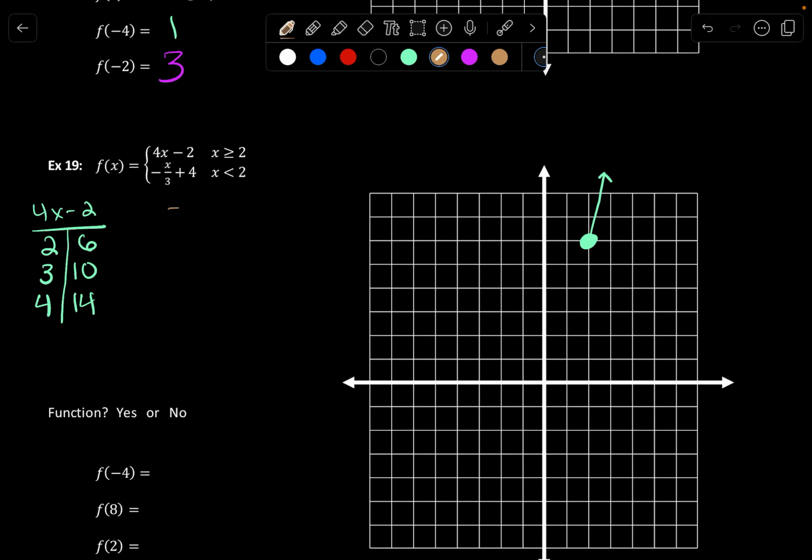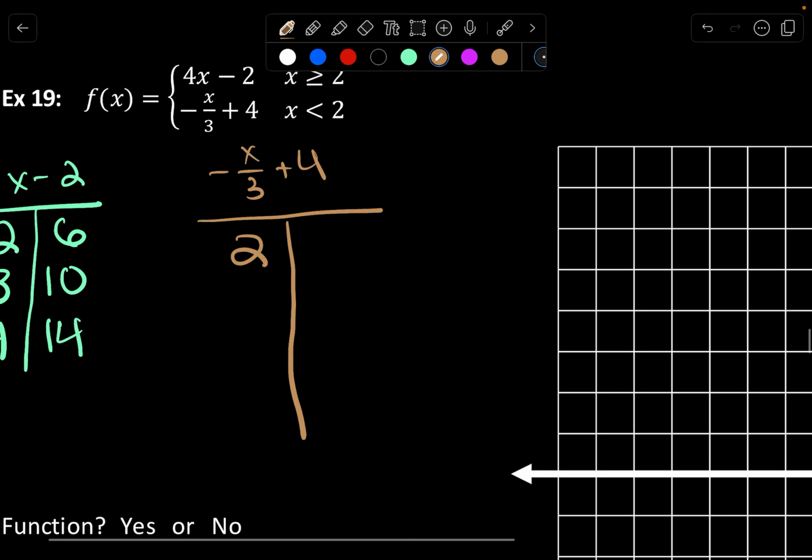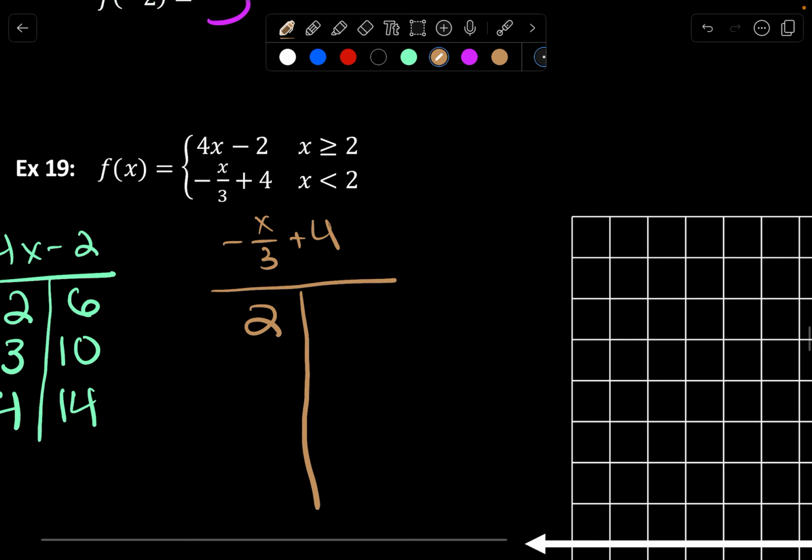All right, so now we have negative x over 3 plus 4. Again, we want to start at 2. Even though it's not equal to 2, I want to see what this piece is doing as we approach x equals 2. And then we're going less than, so we'll decrease. So we'll have 1 and 0.